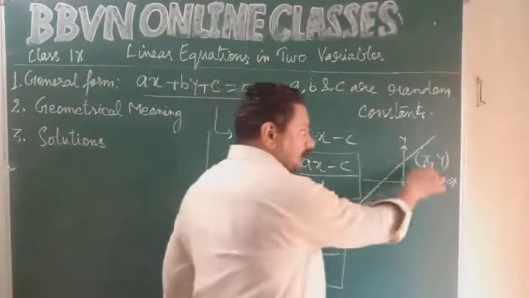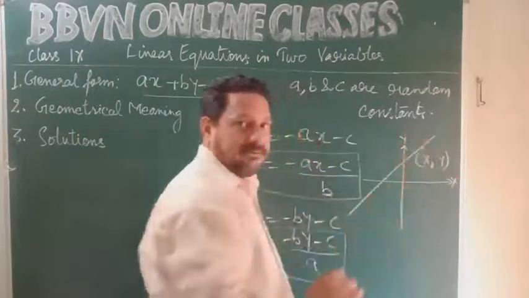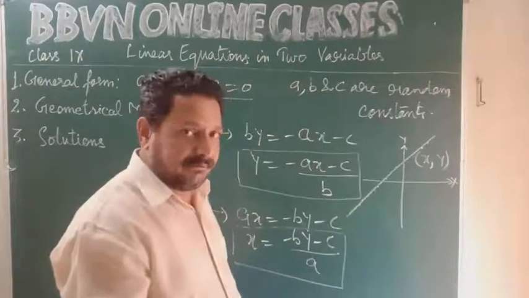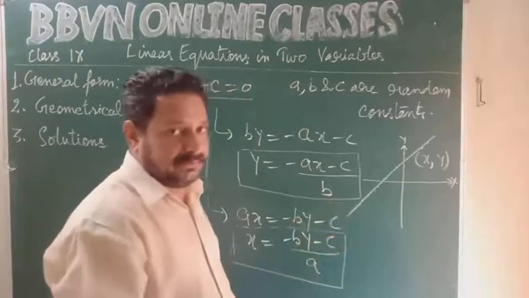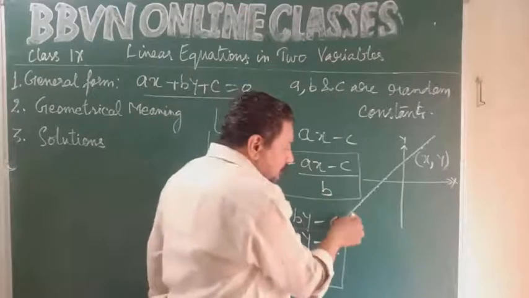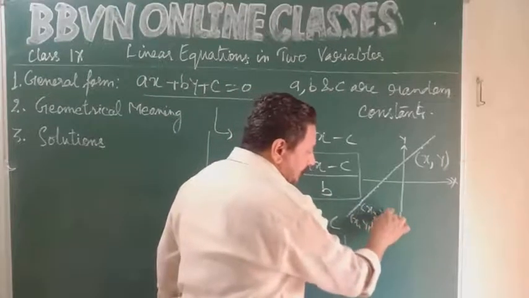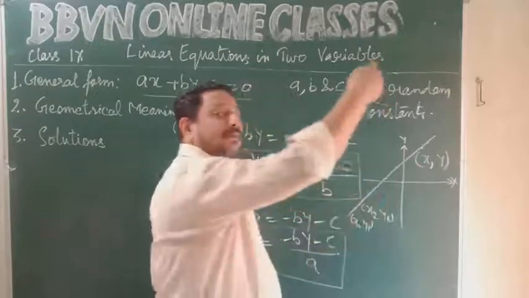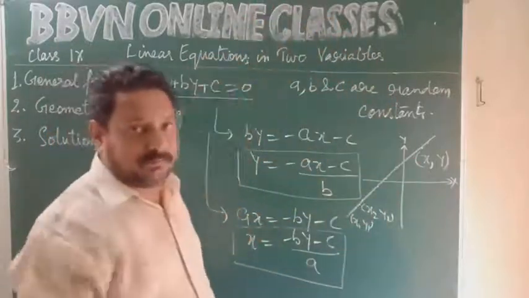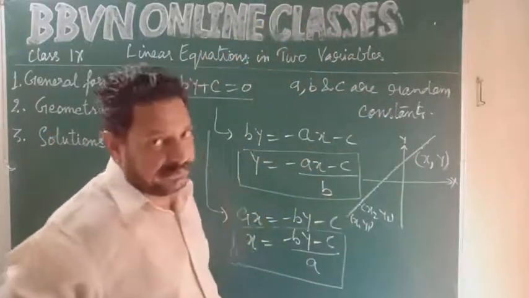For a value of x, you will have a unique value of y here, or for any value of y, you will have a unique value of x here. So you can have many values x1, y1 or some other point x2, y2, x3, y3 up to xn, yn. Infinite number of points are there on this particular line.